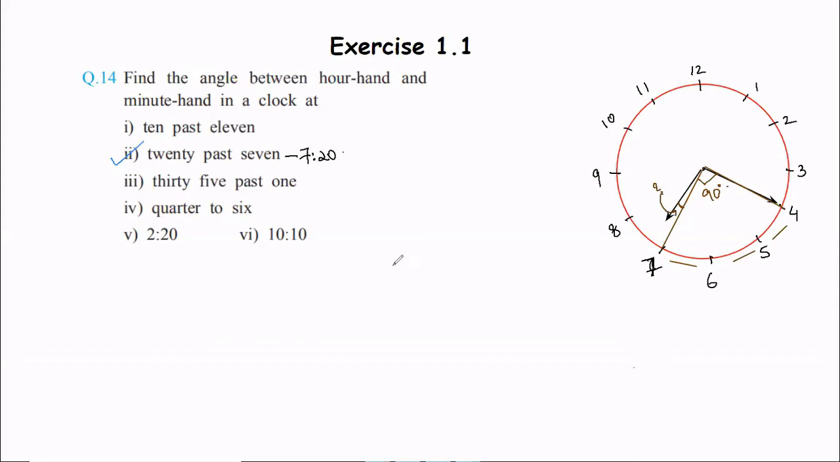How much will it be for 20 minutes? Let's take the ratio. I have 20 minutes, right? So 20 by 60 into 30 degrees. 20 minutes upon 60 minutes into 30 degrees, that is 1/3. So 3 and this cancel, 10 degrees. This question mark represents 10 degrees more. So our answer for the angle between the hour hand and minute hand at 7:20 will be 90 degrees plus 10 degrees, that is 100 degrees. You can note this answer.